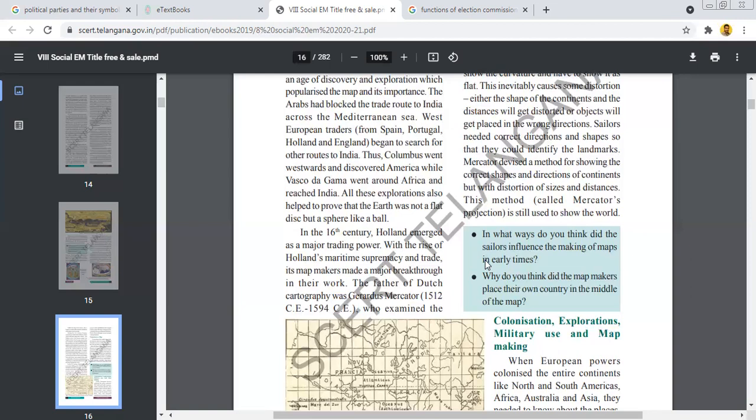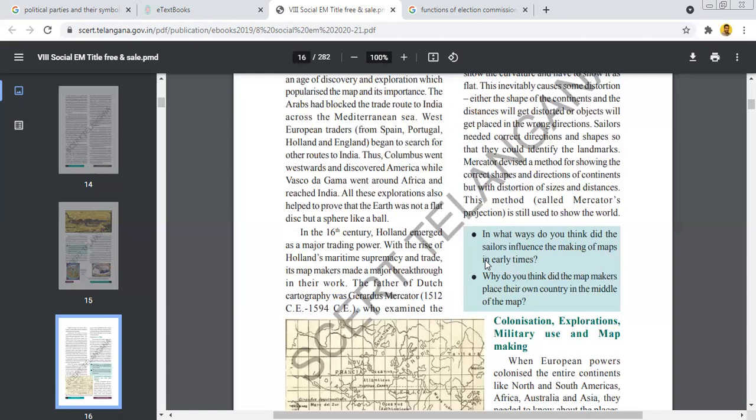Why did they start the survey from Chennai? Because all the seas are at the same level, so that's why they started the survey from Chennai. At the time of the Second World War, all the countries started preparing maps. At the time, maps got more importance.